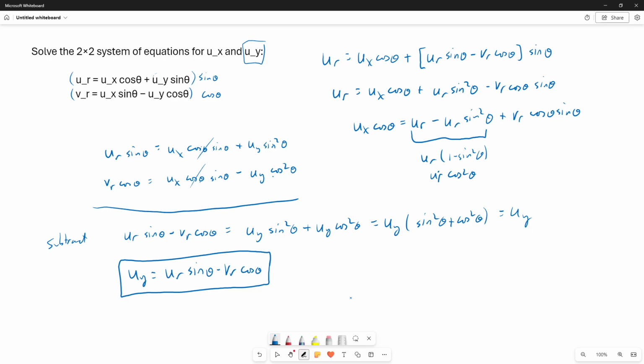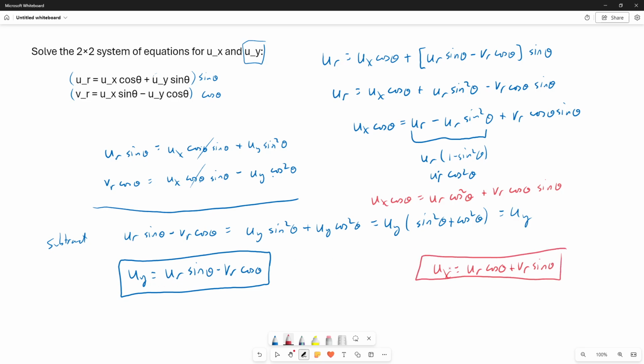And so we have u sub x cosine theta is equal to u sub r cosine theta, cosine squared theta, plus v sub r cosine theta sine theta. And then the result will follow by just dividing both sides by cosine theta, so that u sub x is equal to u sub r cosine theta plus v sub r sine theta. So u sub y and u sub x.